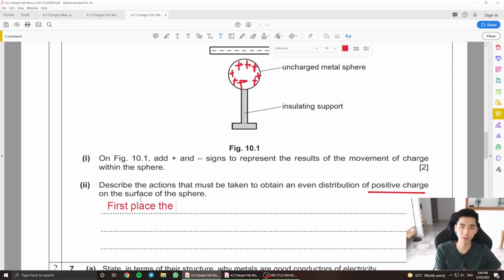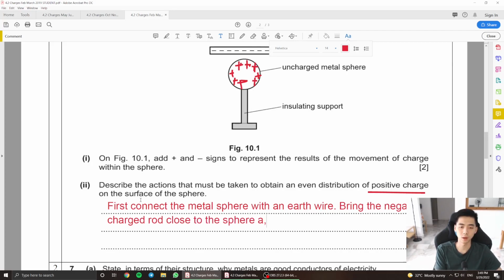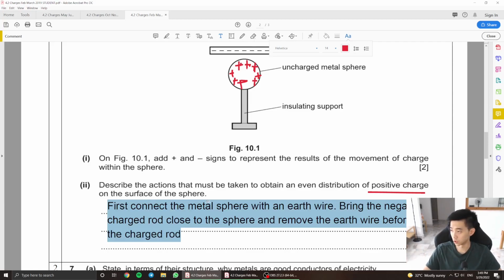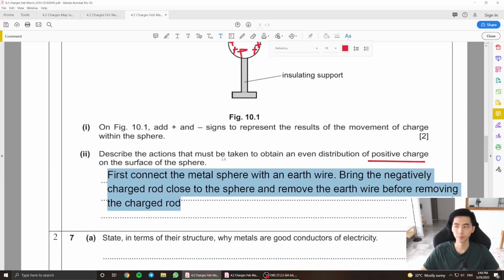First, connect the metal sphere with an earth wire. Bring the negatively charged rod close to the sphere and remove the earth wire before removing the charged rod. This is essentially charging by induction, guys. All right.